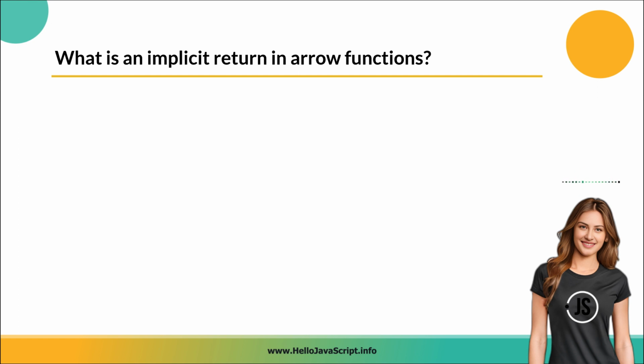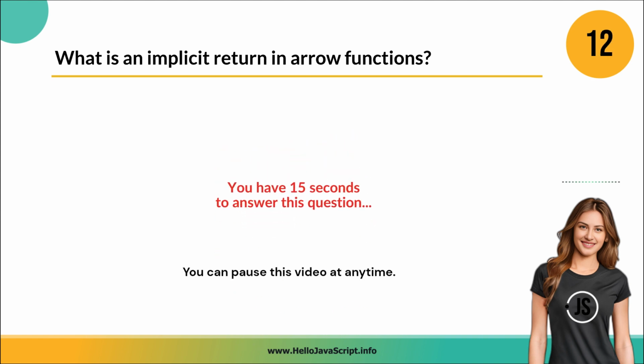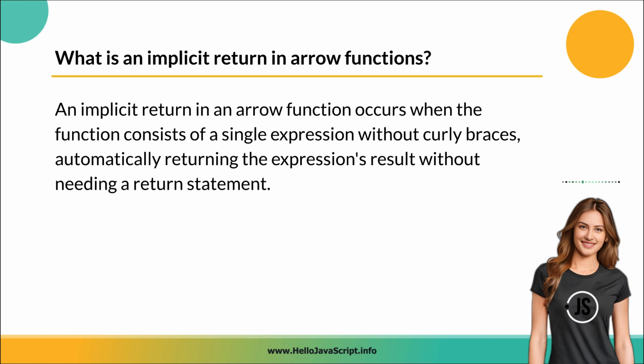Let's look at the next question. What is an implicit return in arrow functions? This is the correct way to answer this question. An implicit return in an arrow function occurs when the function consists of a single expression without curly braces, automatically returning the expression's result without needing a return statement.